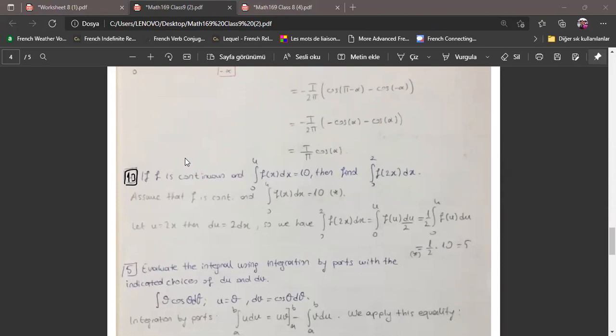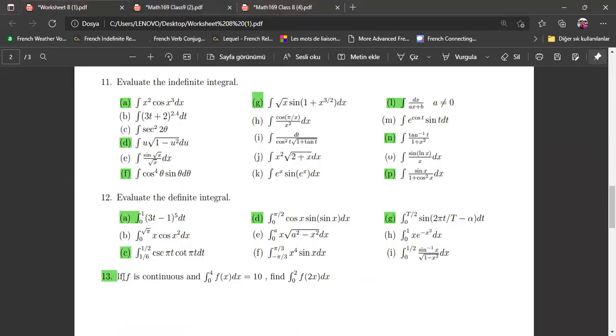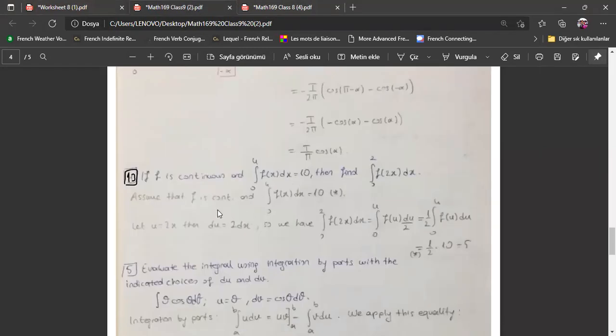And this is the last question, question 14. Here we have a function f which is continuous, and we're given this integral from 0 to 4. We need to find that integral, so of course we will try to use substitution. If we plug u equals 2x, then we get du is equal to 2 dx.